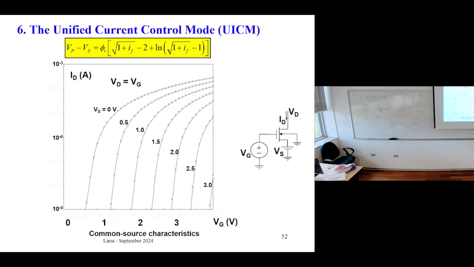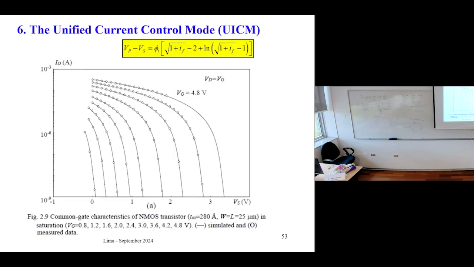Okay, let's move to another. This is another set of curves, but in this case, the gate is kept at a constant voltage. Vd equals Vg once again. But now it changes the source. The first curve corresponds to Vg equal to 4.8 volts.